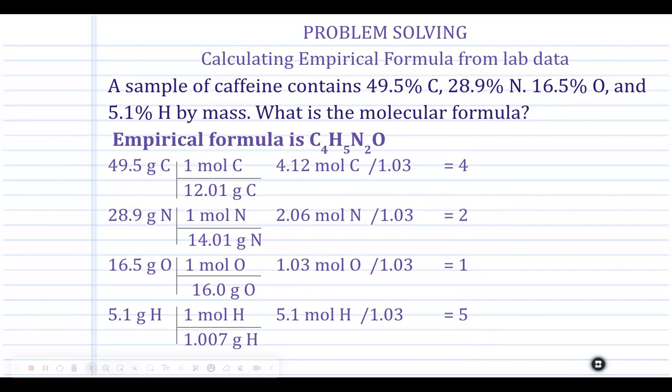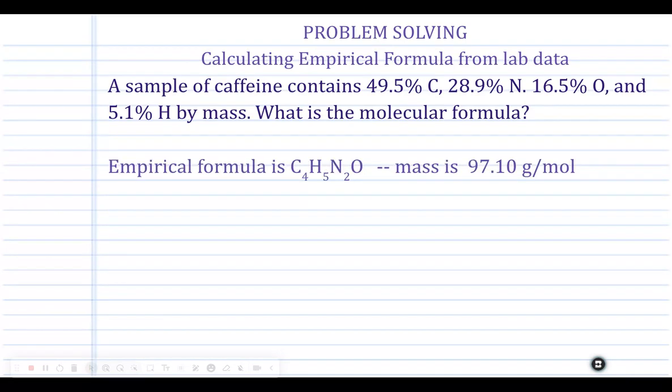So now I have to say, if this is my empirical formula, how does that match up to what they told me, that it's caffeine? What do I know about caffeine? I don't know the formula. Well, I can take my empirical formula and find its mass. It's 97.10. Great. I did the C times 4 and all the good stuff. Well, I know that it's caffeine, so I can look up the mass of caffeine. I can see that it's 194.2.